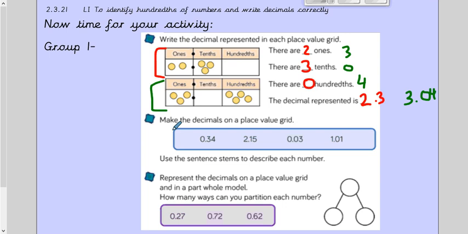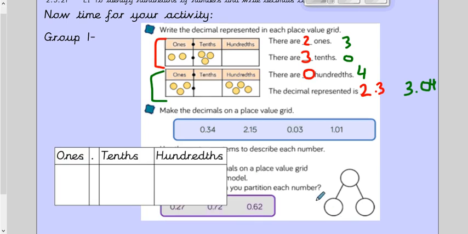And it says make the decimals on a place value grid. Use the sentence stems to describe each number. So with this one, I'll just pause the video and draw a place value grid quickly. Okay, so for the first one, 0.34, you'd have no ones, and in the tenths you'd have 3 counters, and you'd have 4 in the hundredths. Okay, for 2.15, you would have 2 in the ones column, 1 in the tenths, and 5 in the hundredths.